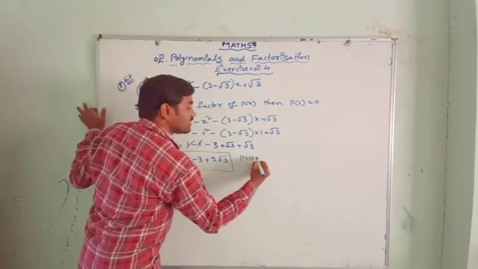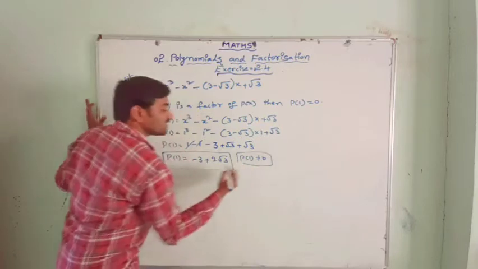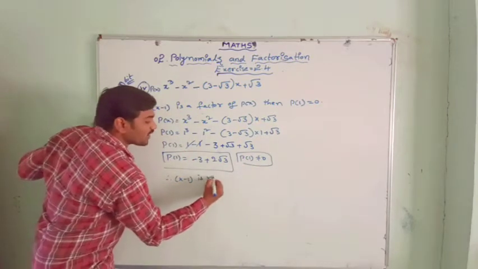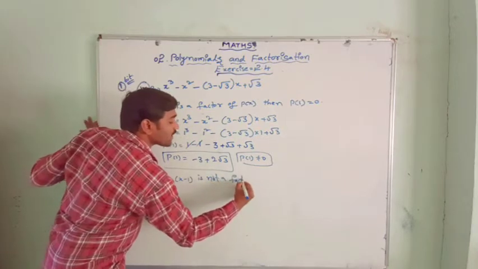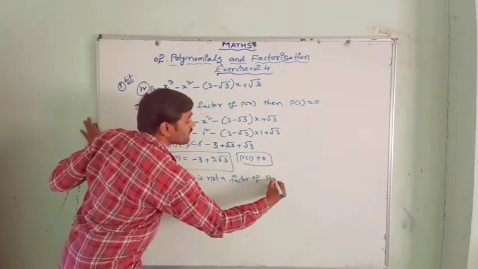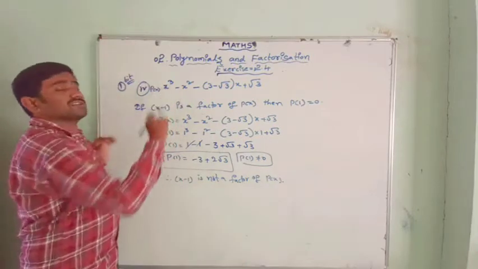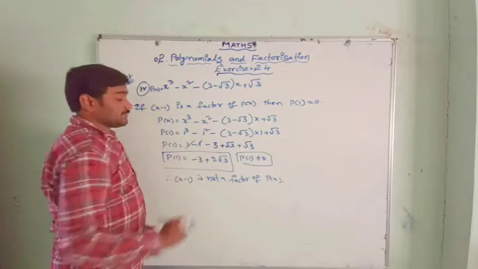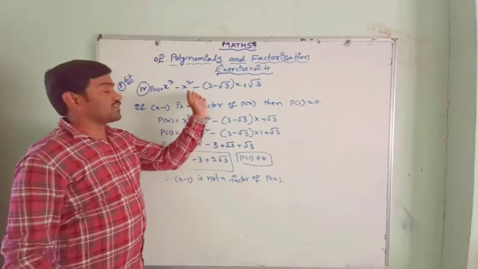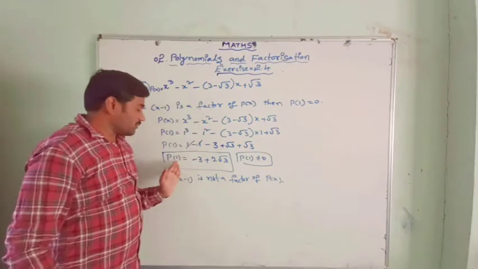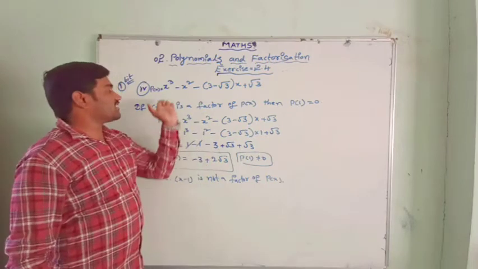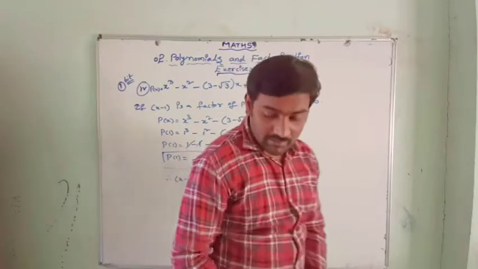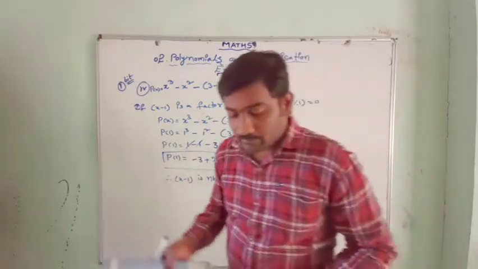Here p of 1 is not equal to 0, you got. So in this way you can say that x minus 1 is not a factor of the given polynomial p of x. When you get p of 1 equal to 0, then this x minus 1 is a factor. Okay, then I hope you understood this first bit. Let me solve the second one.